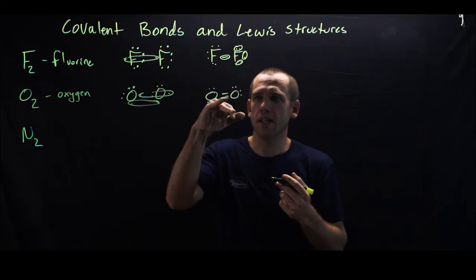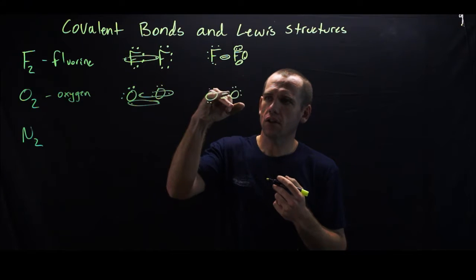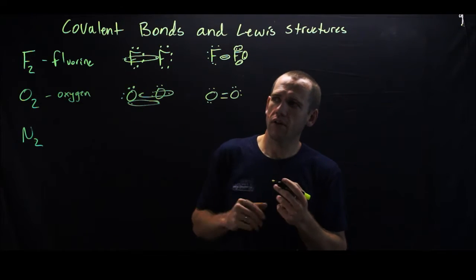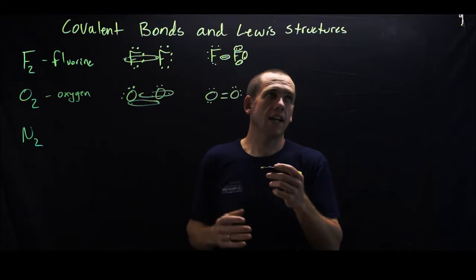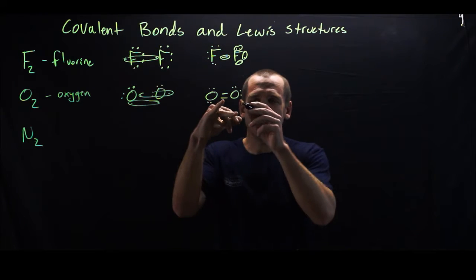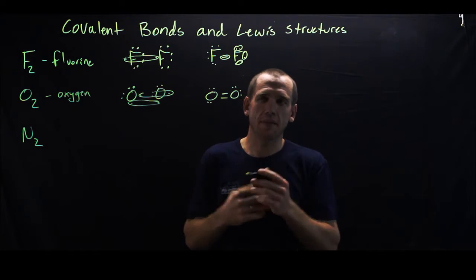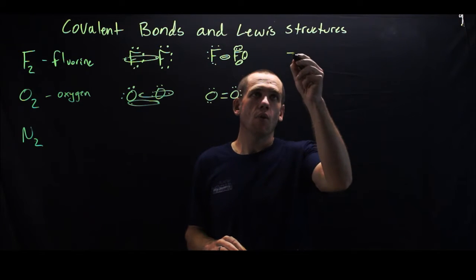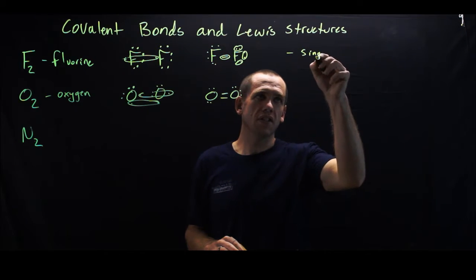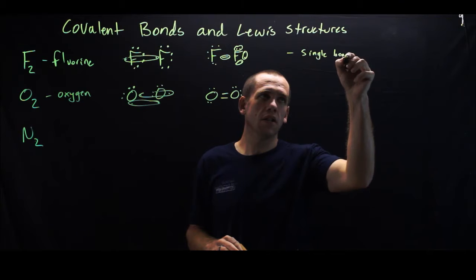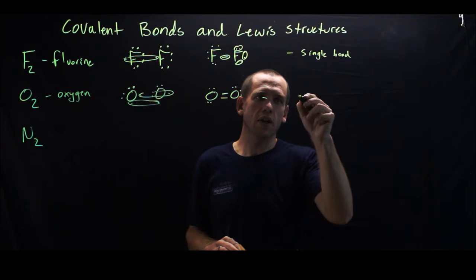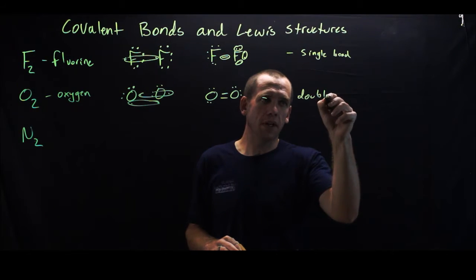We still are obeying the octet rule, 2, 4, 6, 8, 2, 4, 6, 8. Every lone electron got its pair. This is oxygen, but this has got 2 bonds, or 2 bonding pairs between the atoms. And so where this only has 1, we call it a single bond. This one has 2, we call it creatively a double bond.